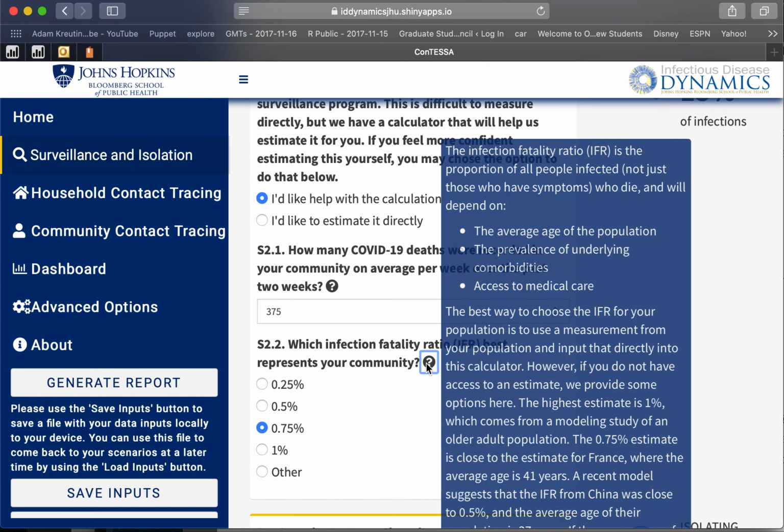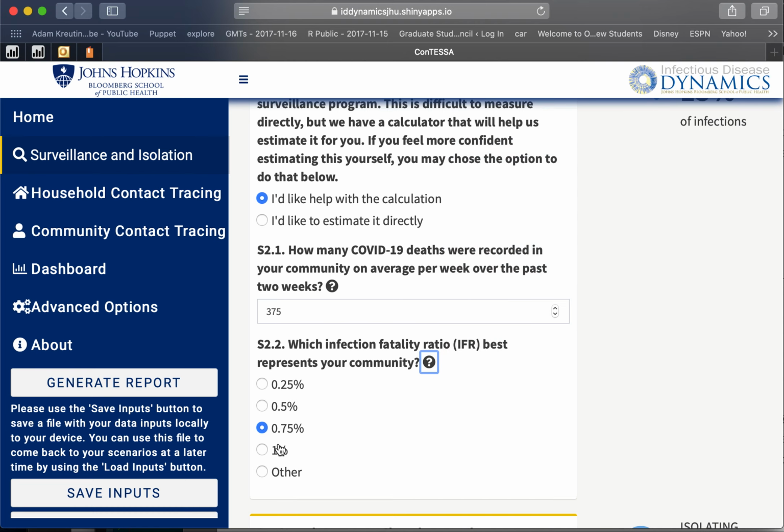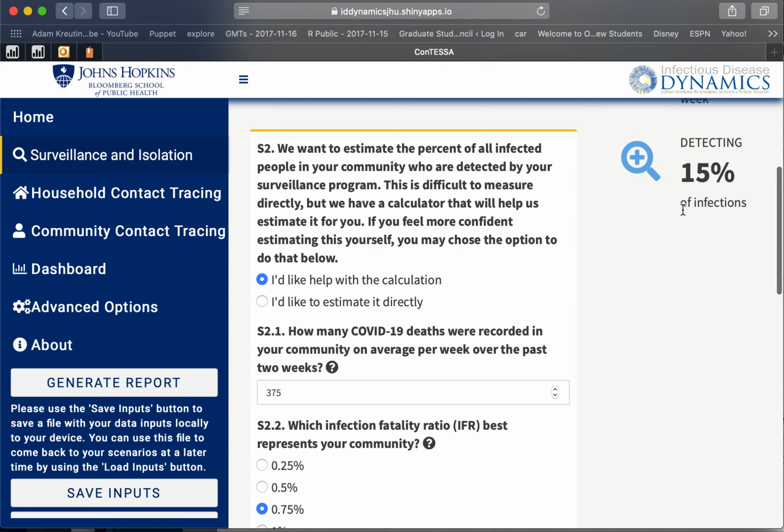We give a little bit of information here on how you might do that. For example, if you have an older population, you might estimate that it's a little bit higher. If you have a younger population, you might estimate that it's a little bit lower. So I'm going to leave that at 0.75. And that will help you estimate basically what percent of infections you're detecting.